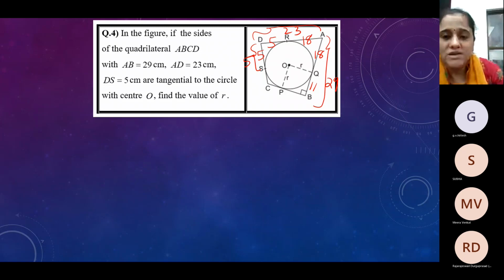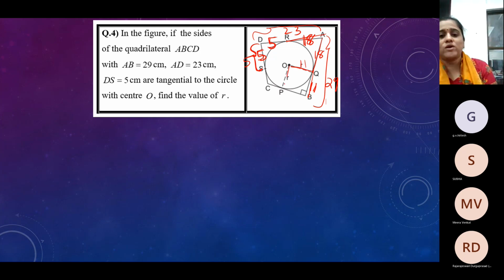So we start from this piece. DS is 5, so DR is also 5. So AR will be 23 minus 5, which is 18. If AR is 18, AQ is also 18. So BQ will be the full thing, 29, minus 18, which is 11. So BQ is 11. That means this radius is 11 because it's a square, all sides are equal. So R is 11. The value of R is 11.